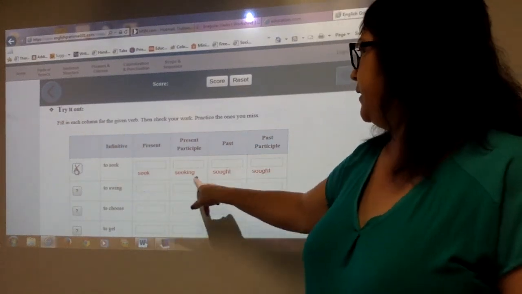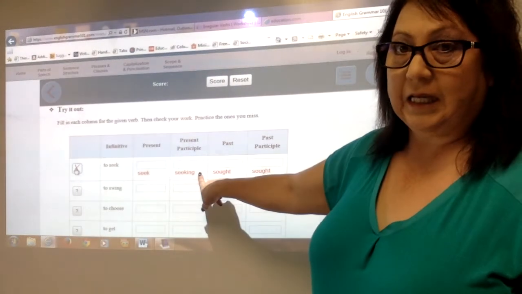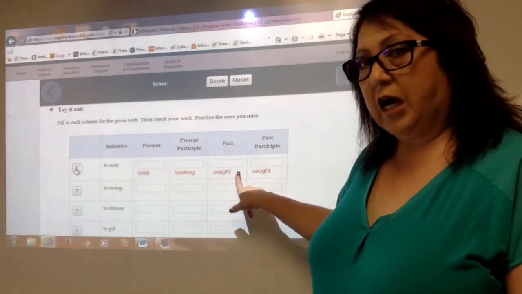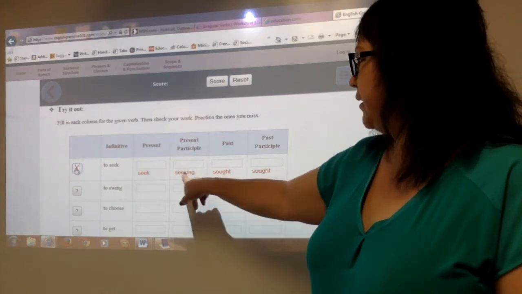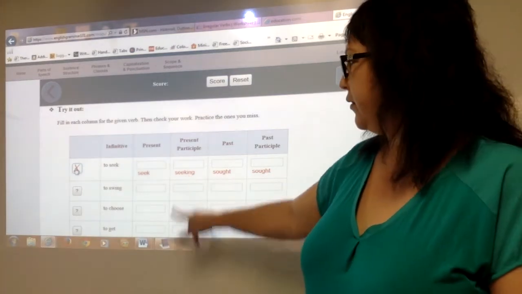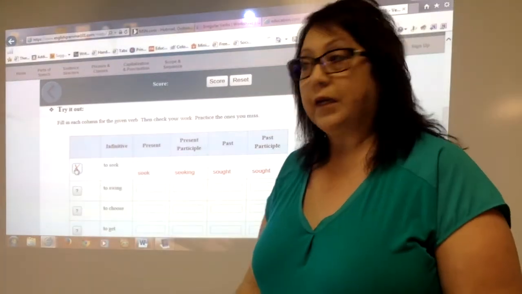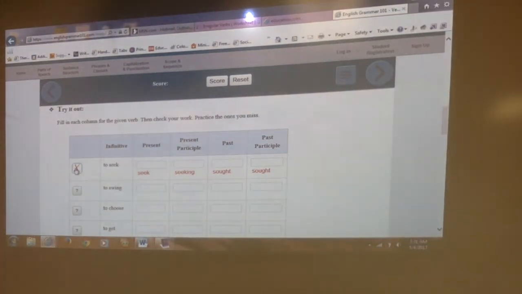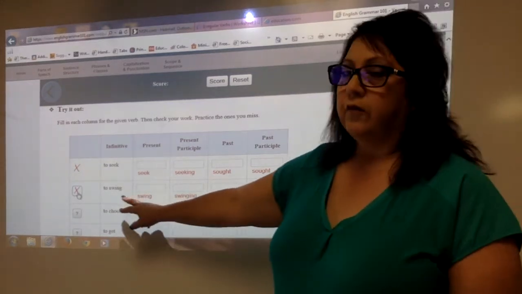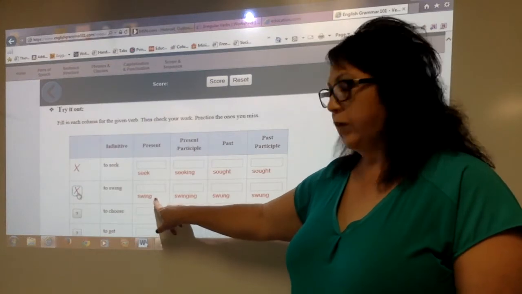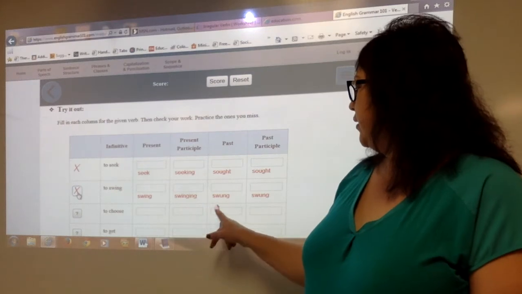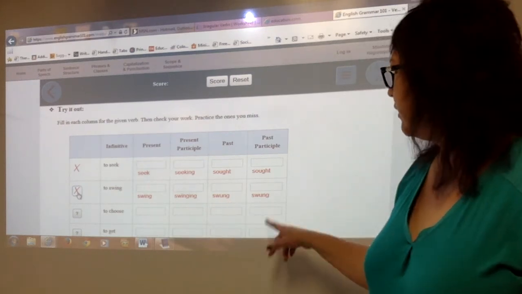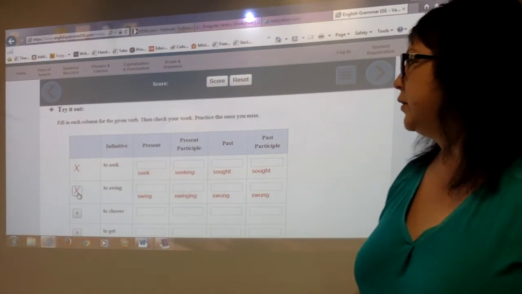Present is seek. Present participle is seeking. Past is sought. Past participle is sought. So these two stayed the same. This one added the ing. Let's do one more, for swing. For swing, we have swing as the present, swinging as present participle, swung as past, and swung as past participle.